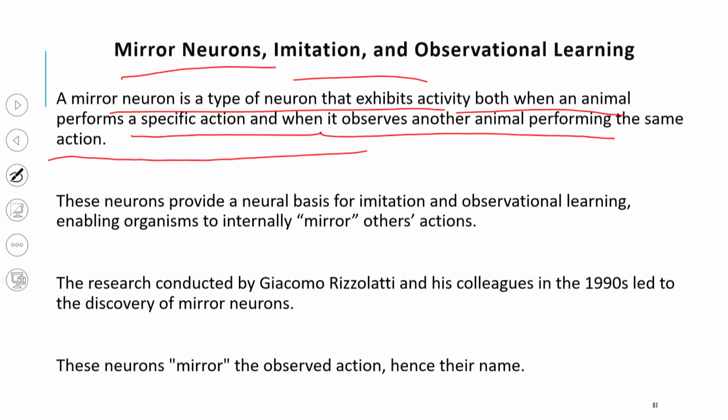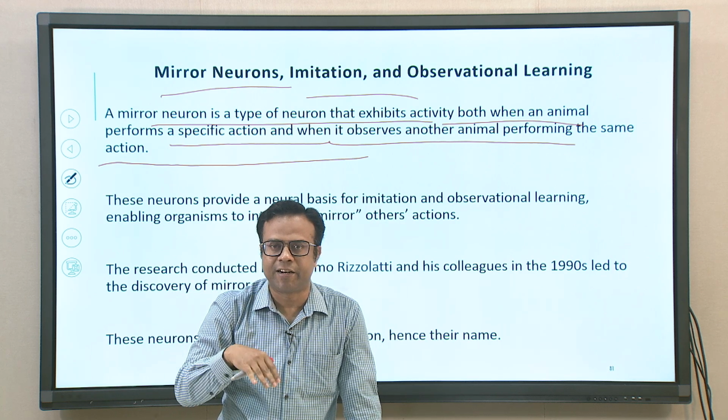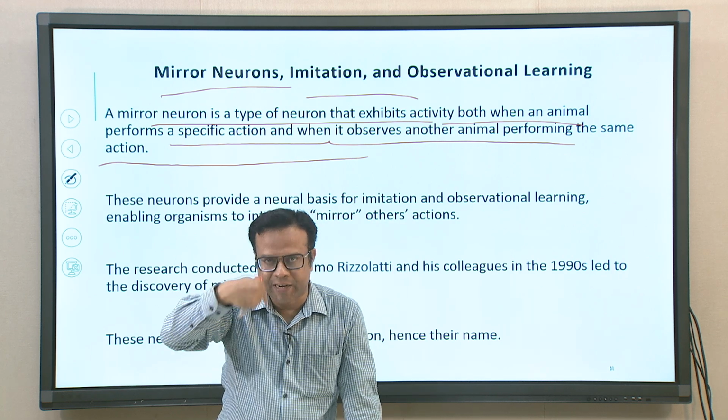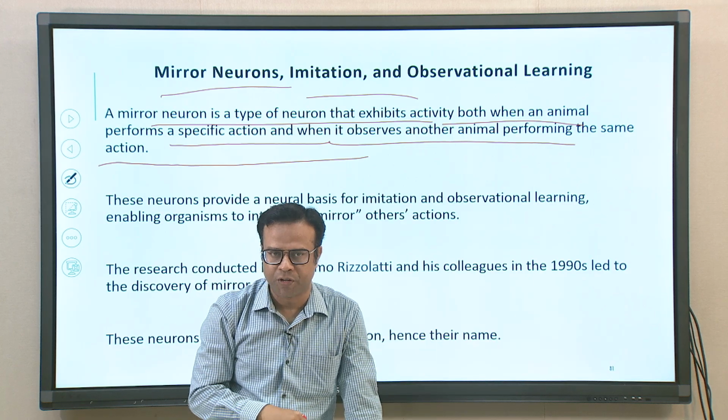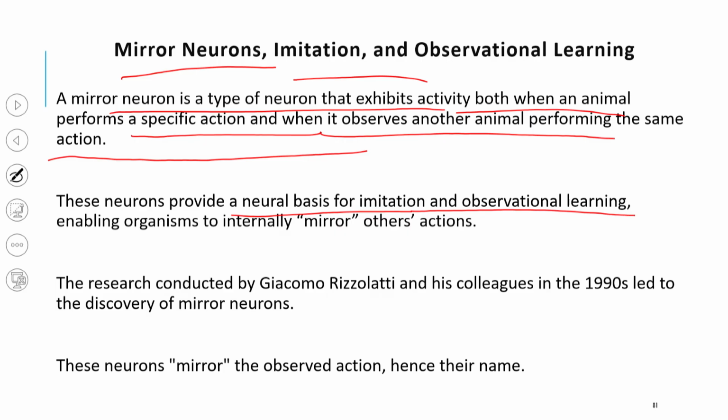The same neurons also get activated when you see other people doing the same action, as if you are doing it yourself. So, whether you do it or you observe others doing it, in both cases these mirror neurons get activated. That means when you see, the same neural structure is activated as if you are doing it. That helps us to learn by observing. These neurons provide a neural basis for imitation and observation. That is why we are able to imitate others' behavior.